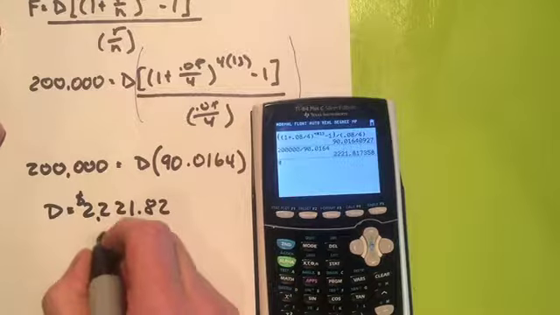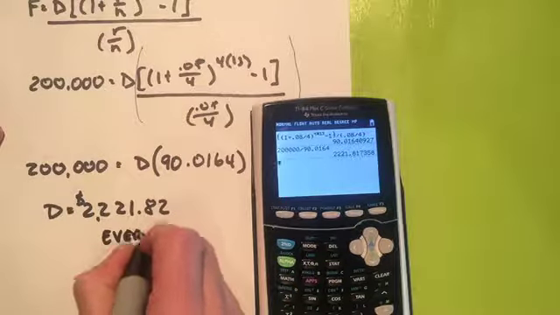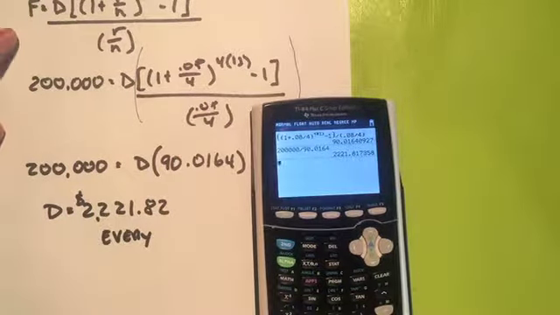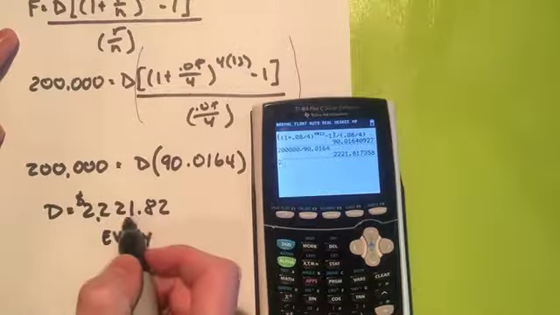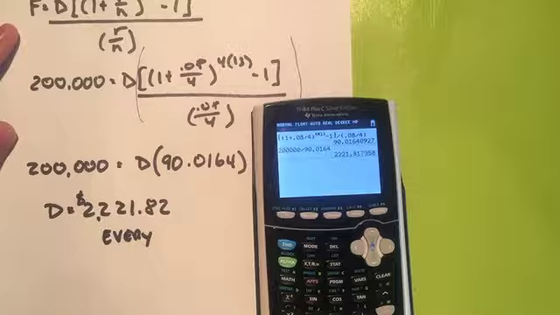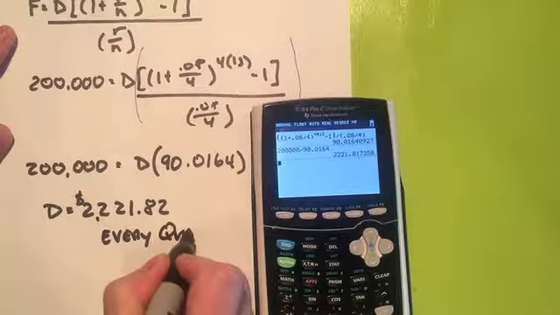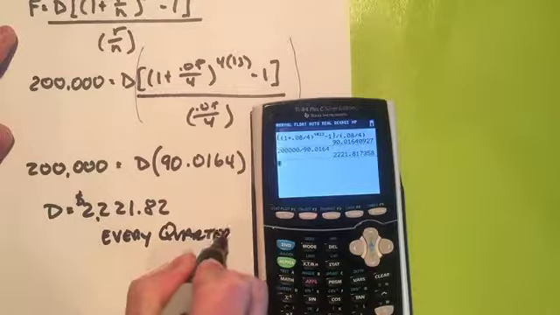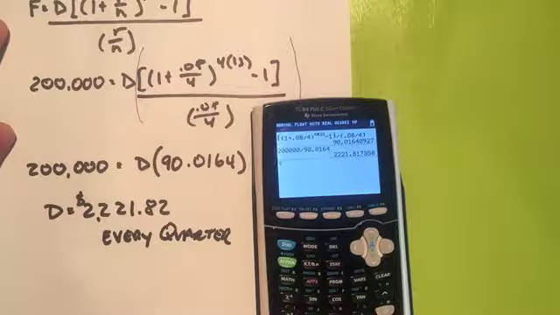And we see that we need to save $2,221.82 every quarter in order to amass $200,000 in 13 years. Or it's every 3 months, about $700 a month if you want to save for your child's education. Be a little bit more appreciative of your parents now.